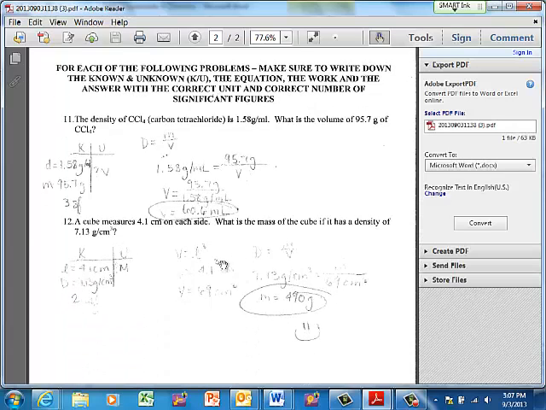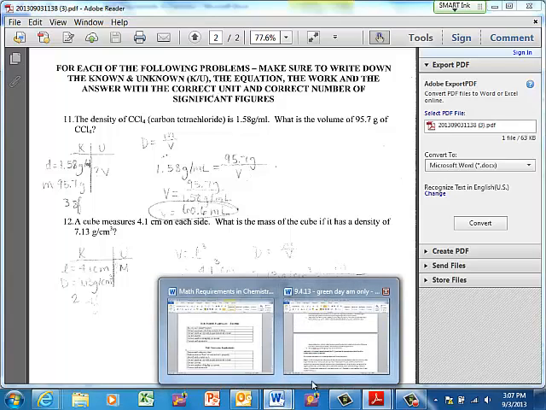Then number 12, also known and unknown, the equation, and number 12, you first had to find the volume of the cube. It was 4.1 centimeters on each side, so it should have been 69 centimeters cubed for the volume. You plug that in, and 2 sig figs, it should have been 490. 2 sig figs because at the very beginning, you only had 2 sig figs for your length values. Since it's multiplication division, you have to use the fewest number of sig figs, so it would have been 490.